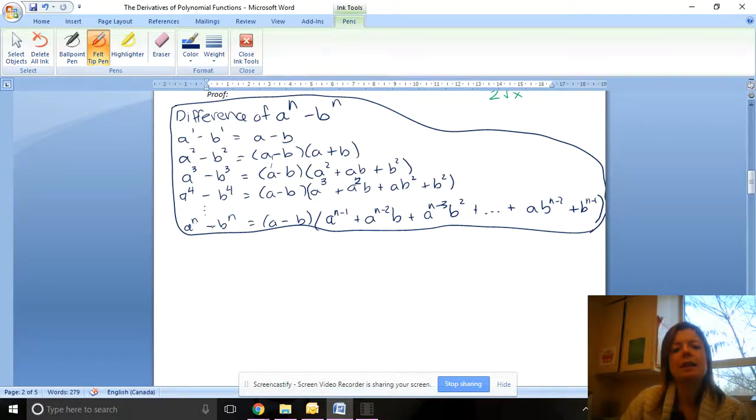a to the n minus b to the n is equal to a minus b times a to the n minus 1 plus a to the n minus 2 b plus a to the n minus 3 b squared. So basically the exponents on a get smaller and smaller, and the exponents on b get bigger and bigger. Okay, so we're using that mathematical knowledge in this proof.